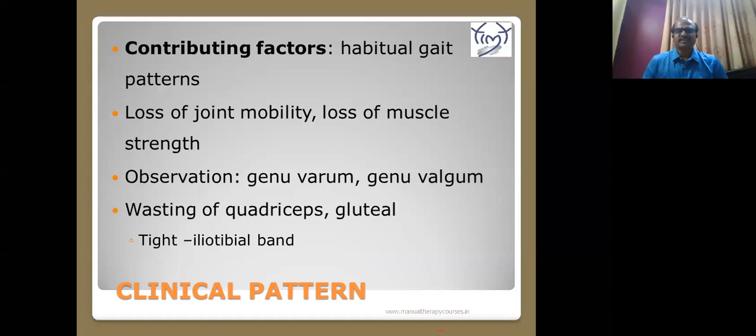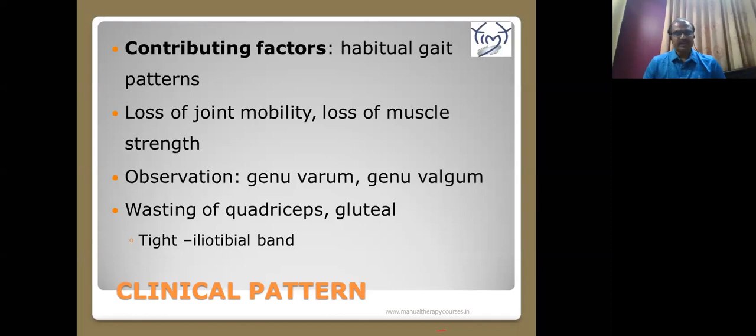So what are the other contributing factors? The gait patterns, loss of joint mobility, loss of muscle strength, and they might be having deformities like genu varum and genu valgum. And probably people will have wasting of quadriceps and gluteus. That's the reason why a lot of studies have proved that hip extensor or hip abductor strengthening gives a lot of reduction in the pain in OA. And we have been doing it for years and years with quadriceps and the hamstrings also. And that will probably be a component of tight iliotibial band.